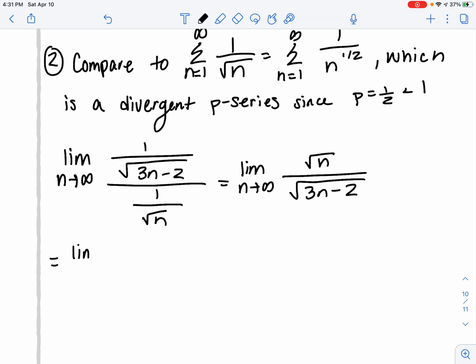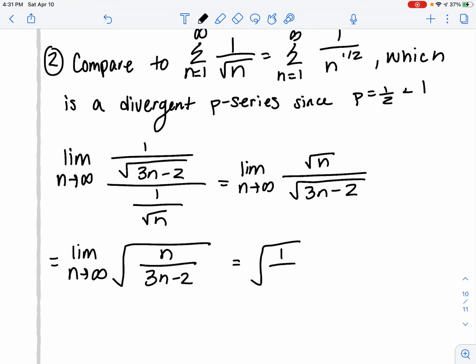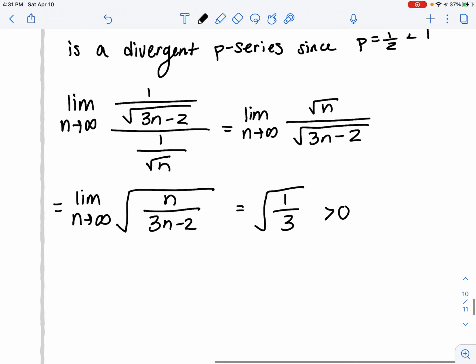And that's really just equal to the limit as n goes to infinity of the square root of n over 3n minus 2. So the limit of the inside is just going to be 1/3. So our overall limit is just the square root of 1/3. And the square root of 1/3, that's a positive number, so we're good here.